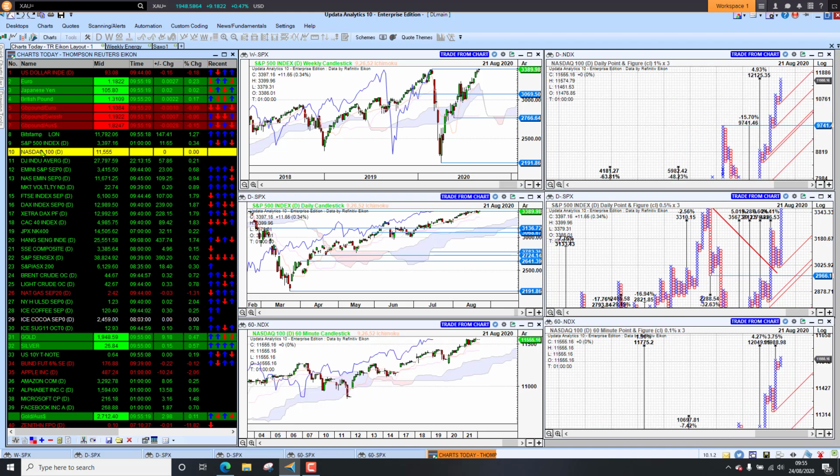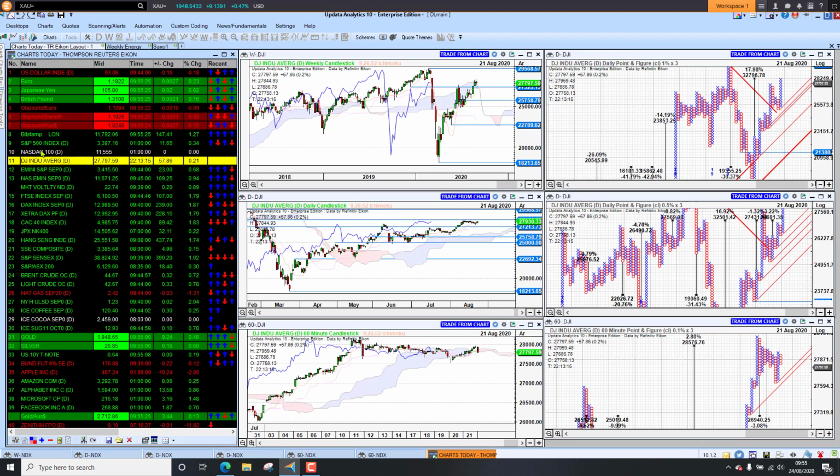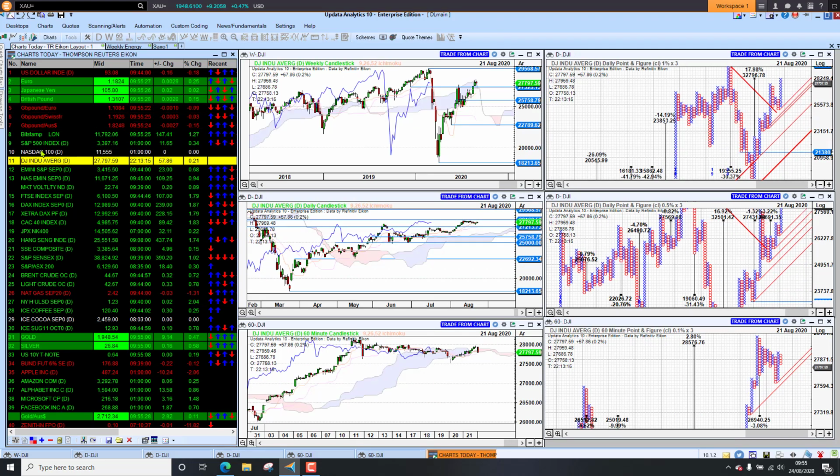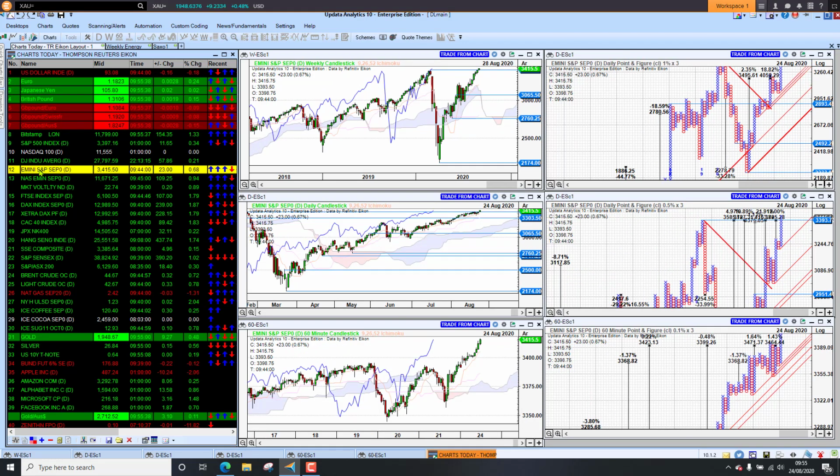The Nasdaq 100, of course, has been powering ahead, so we've seen a lot of power there. And the Dow was up 0.2% on Friday. Still has a little bit of work to do to get to making a new high, so not quite as good looking as the S&P or of course the Nasdaq, which is making very clear new highs.